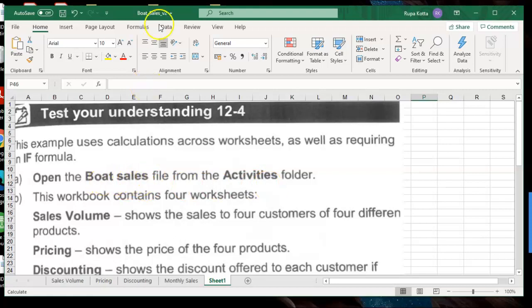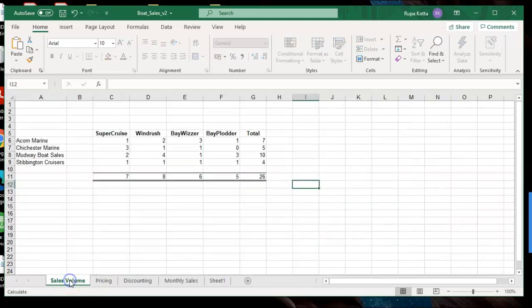So the file we need is Board Sales, which we already opened. This workbook contains 4 worksheets. The Sales Volume worksheet shows the sales to 4 customers of 4 different products. This particular business is selling 4 different products, maybe boats. The 4 product names are Super Cruise, Windrush, Bay Whizzer and Bay Plotter.